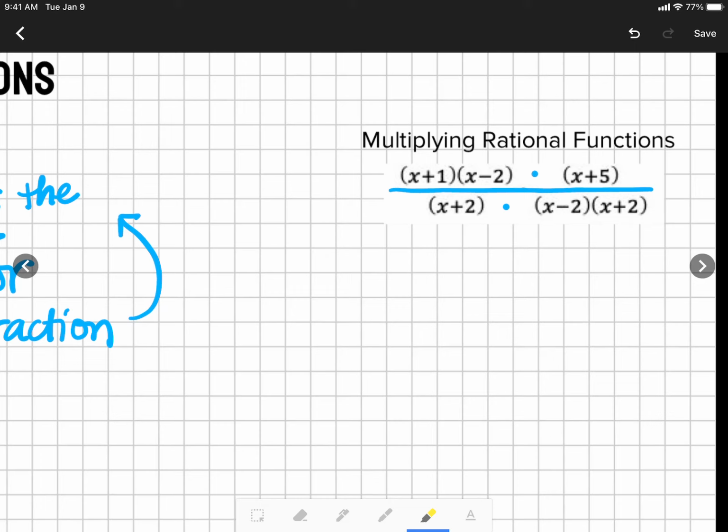I think I see an x minus 2 and an x minus 2. Those are exactly the same. We're going to divide those. When we divide them, it becomes just 1. Okay, do we see any other common factors between the numerator and denominator?